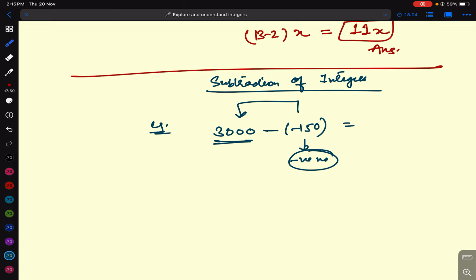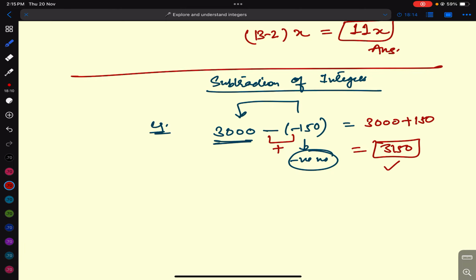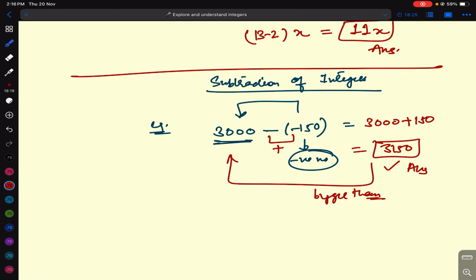So what is happening here? This negative is basically becoming positive. So this will become 3000 plus 150, and this is giving you 3150. So you see the answer here is bigger than the initial one, right? So when you try to subtract a negative number from something, the solution is even bigger than that something.